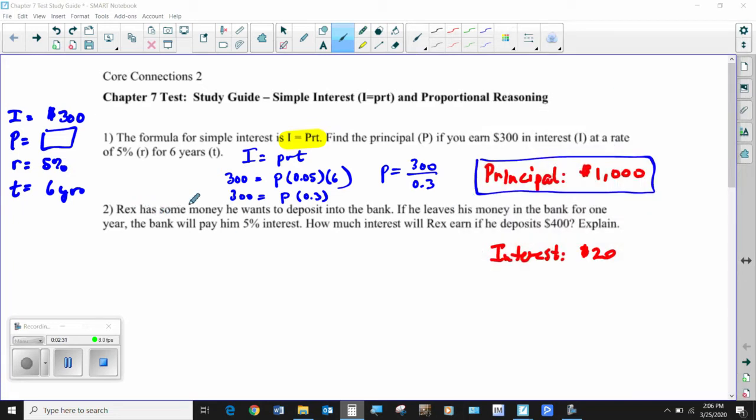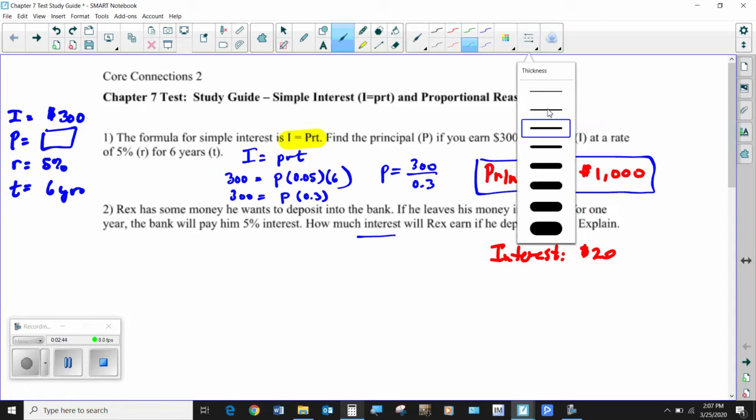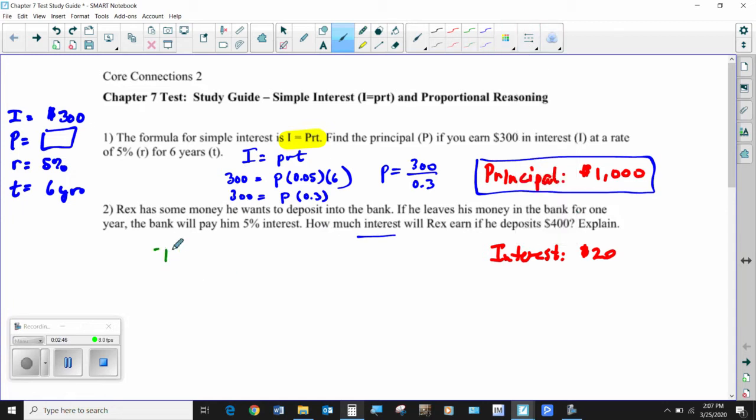Here it says Rex has some money, wants to deposit into a bank. If he leaves the money in the bank for 1 year, the bank will pay him 5%. How much interest will he earn if he deposits $400? Okay, so once again, I, P, R, and T. He's going to deposit $400, so that is your principal. And it's going to be 5%.